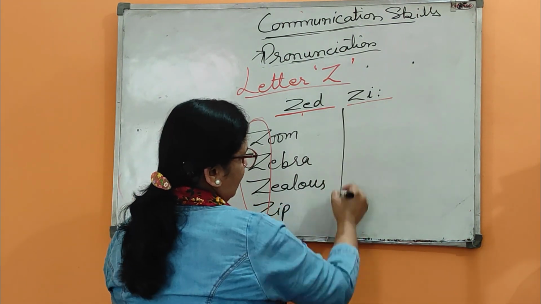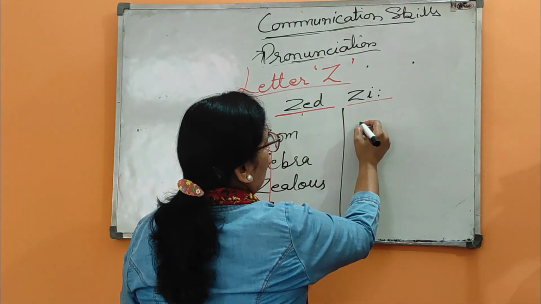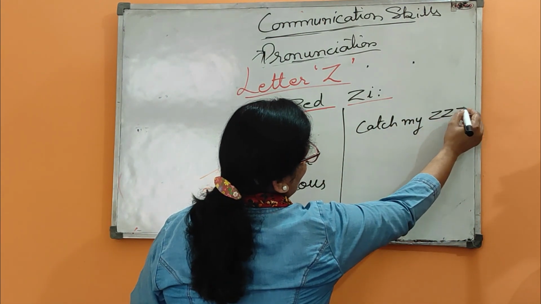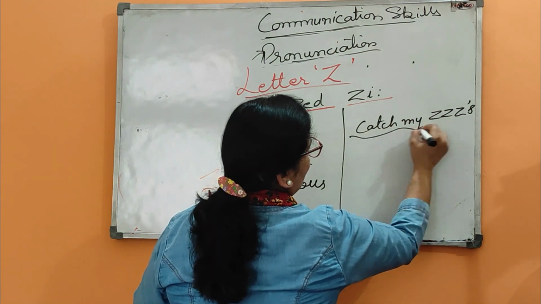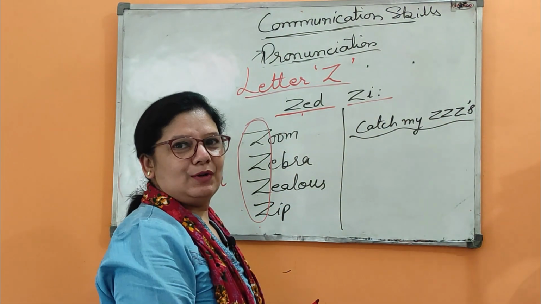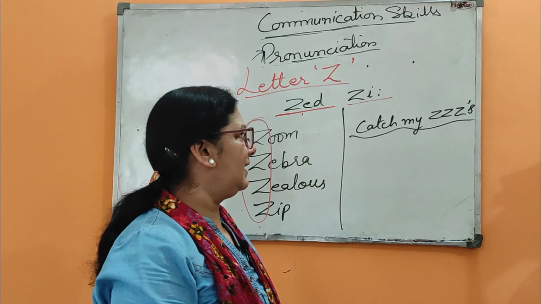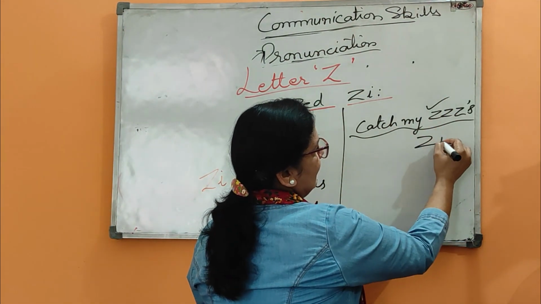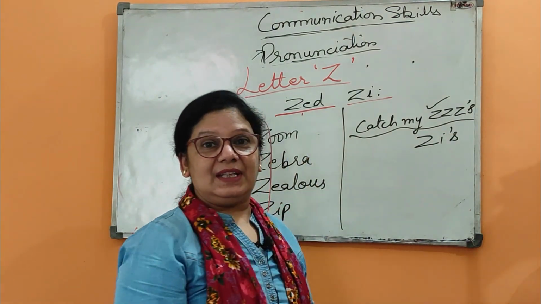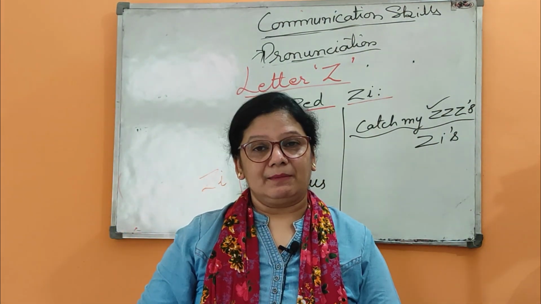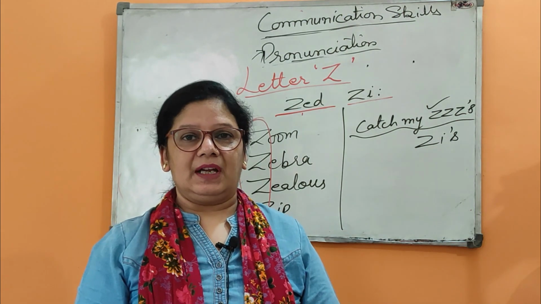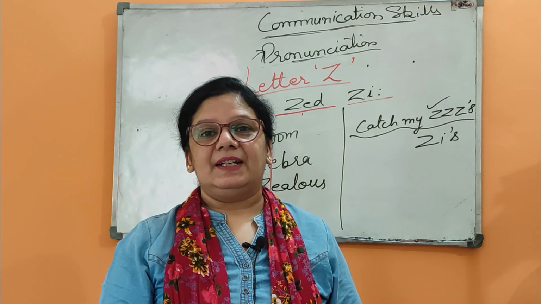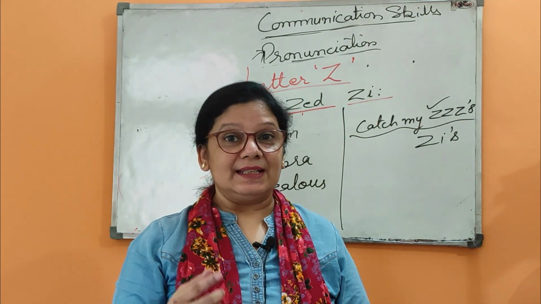And I must share with you one phrase: I wanna catch my Z's. Catch my Z's. It means you want to have a nap. You want to sleep for some time. That is catch my Z's. We say Z's, apostrophe S. So this is about some letters, how they are pronounced. Today I took some examples: letter C, letter G, letter H and the letter Z.